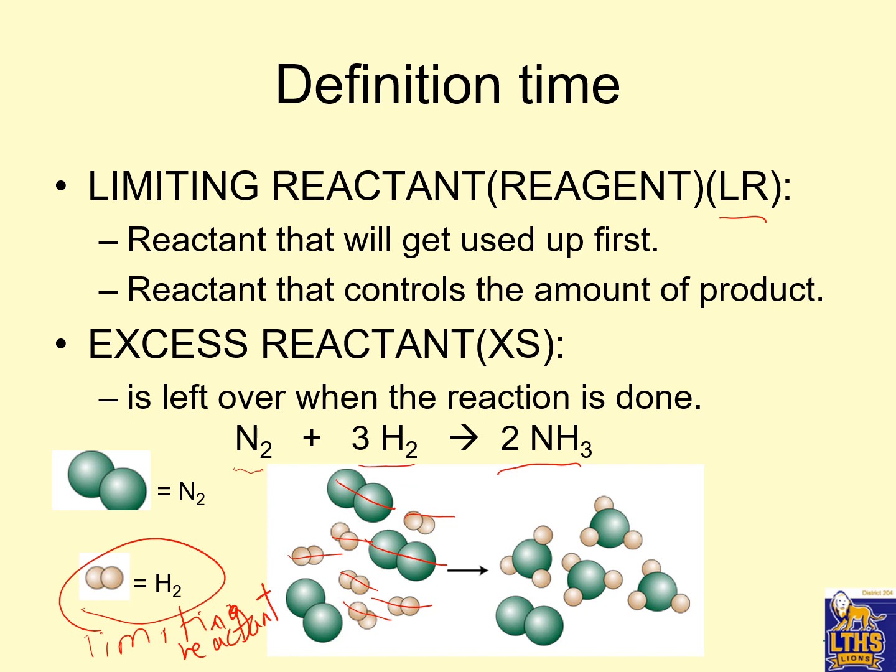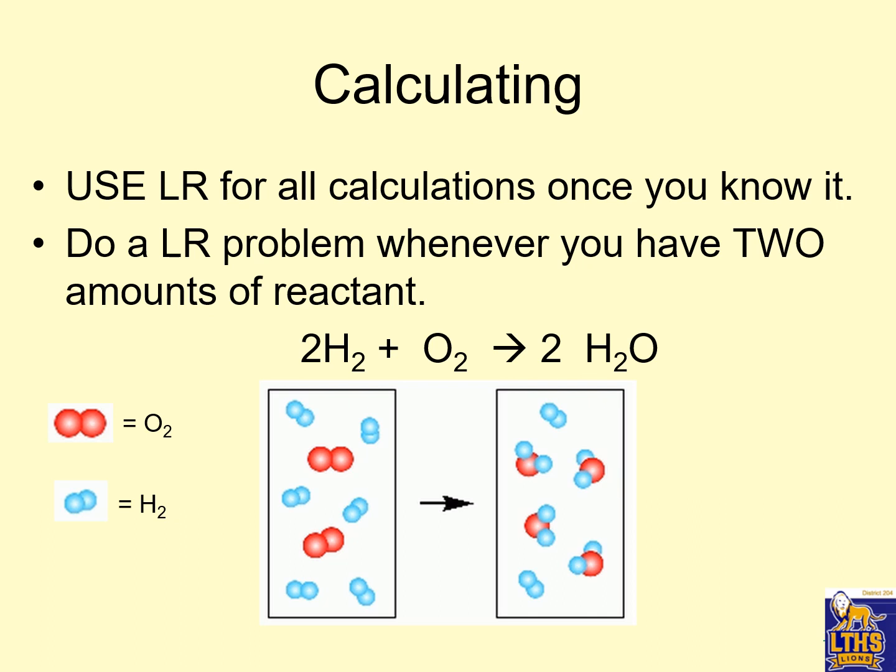Okay, so the limiting reactant is the one that gets used up to make product, and the excess reactant is what's left over. Okay, let's look at this one. After you figure out the limiting reactant, you use it to figure out the rest of the calculations. You do a limiting reactant problem when you have 2 amounts of reactants. So we have 1, 2, 3, 4, 5, 6 blue particles and 2 red particles.